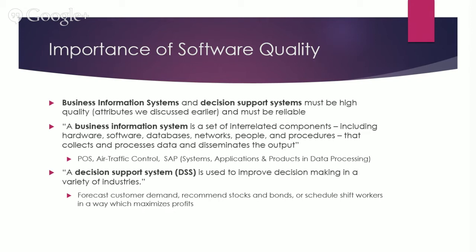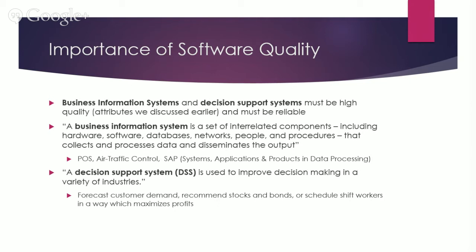A few examples: point of sale systems, air traffic control systems, SAP, just anything that's the core of a business, and it involves so many different moving parts. A lot of times at the core of that is important software. When we talk about liabilities, little issues in a business information system can cause catastrophic meltdowns for an entire industry. So it's really important that software is of high quality.